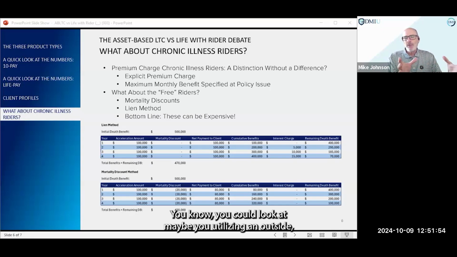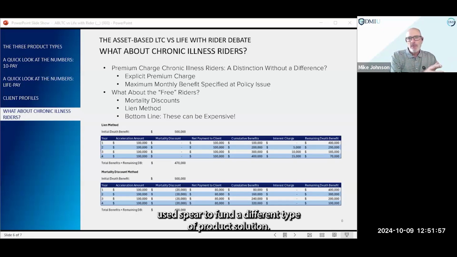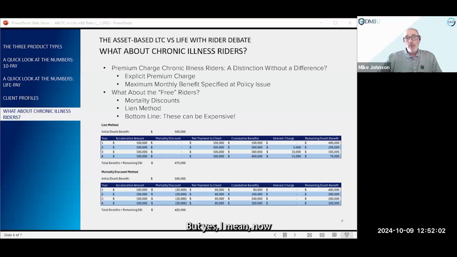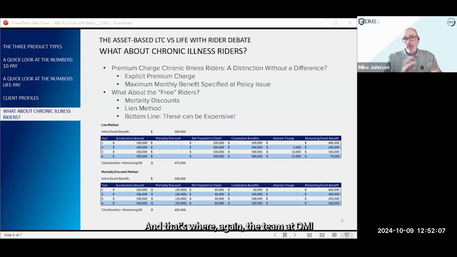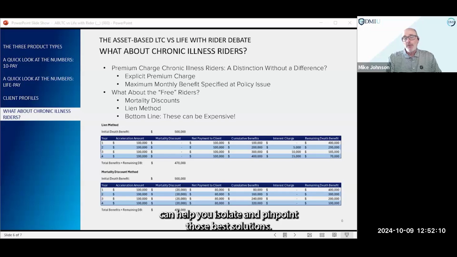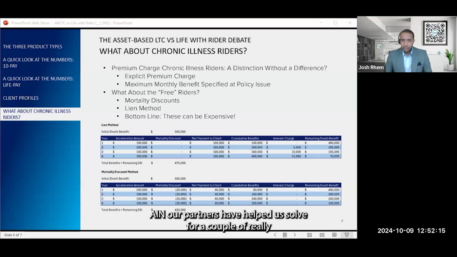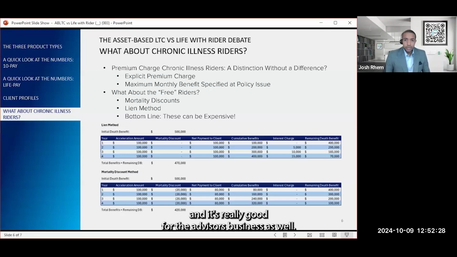You could look at utilizing an outside SPIA to fund a different type of product solution. But yes, now more than ever, there are fantastic options when we consider using qualified funds. That's where, again, the team at DMI can help you isolate and pinpoint those best solutions. Yeah, Maureen, Ann, and our partners have helped us solve for a couple of really big cases, where we carved out a portion of the qualified funds and used an annuity to fund the asset-based long-term care product. It's great for the client, and it's really good for the advisor's business as well.